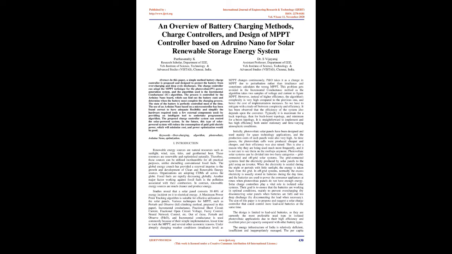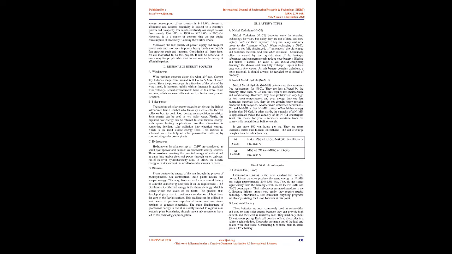Out of these, perturb and observe, P&O, and incremental conductance are used commonly because of their simple implementation, lesser time to track the MPPT, and several other economic reasons. Under abruptly changing weather conditions, irradiance level, as MPPT changes continuously, P&O takes it as a change in MPPT due to perturbation rather than irradiance and sometimes calculates the wrong MPPT.